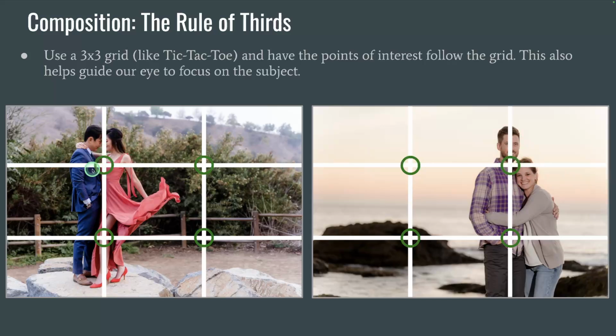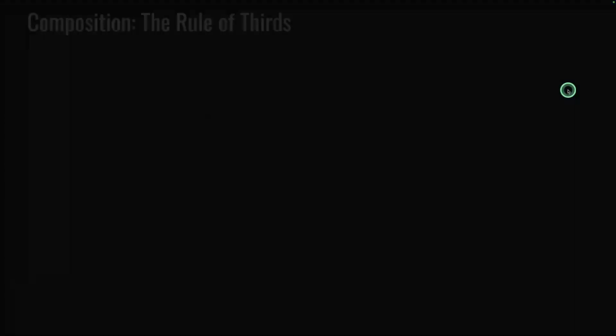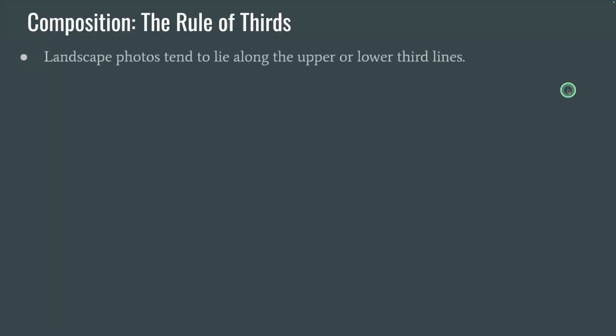Same with this lovely couple right here. They're in this general area of this intersection. That's where you want to keep them. On one of these four corners is where you want to put your subjects to make them most interesting. And you can see I'm filling the frame by keeping their heads near the top. A little bit of headroom is okay, but you don't want too much. We're going to keep talking about the rule of thirds.